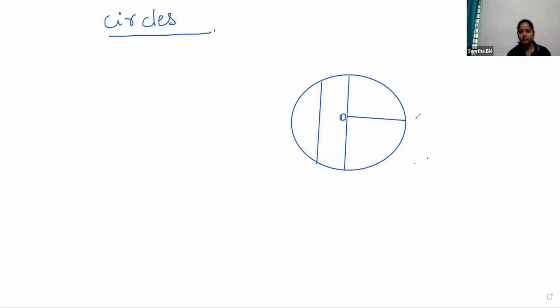Okay. So what is a circle? O, A, B, C, E, F. Let us see first our definition for circle. See, circle is nothing but a set of points. So how are the points located from the fixed point? All the points are located at equal distance from the fixed point.